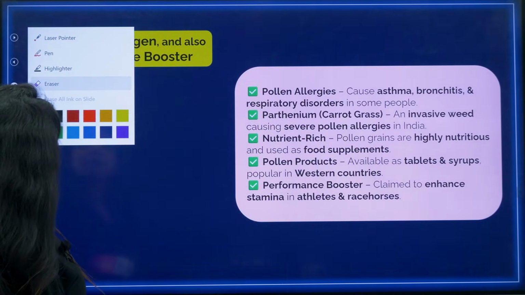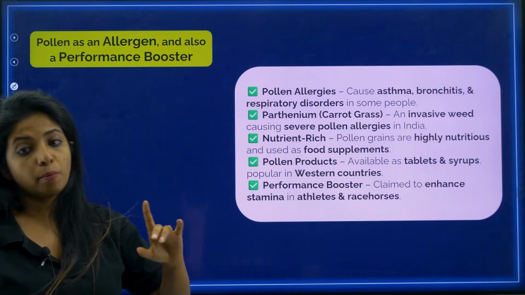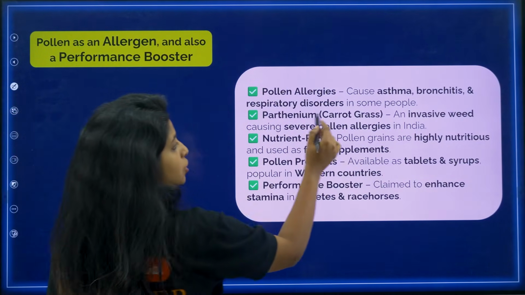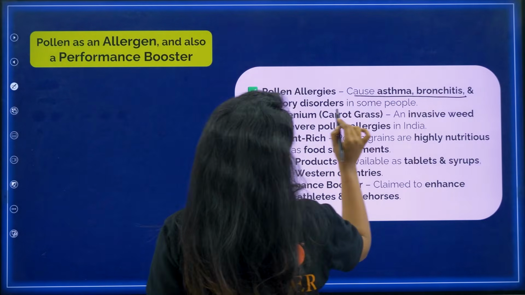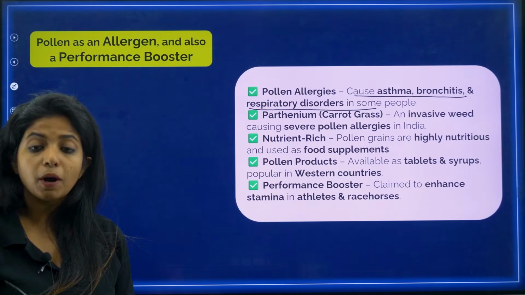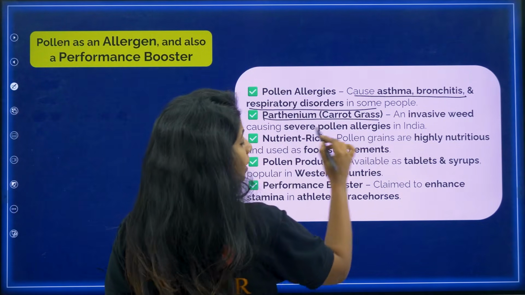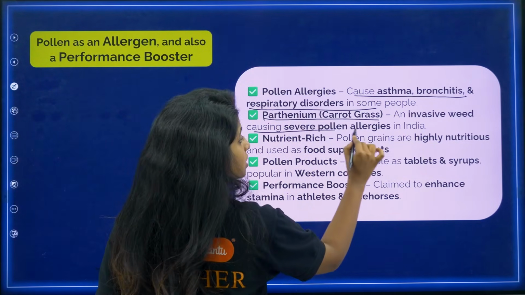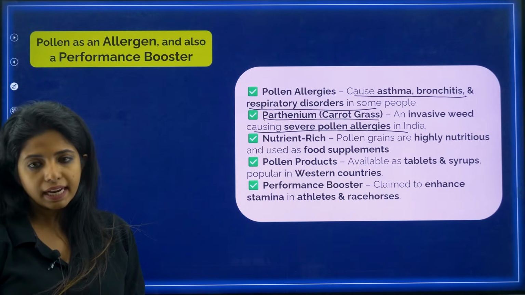Talking about pollen as an allergen and also a performance booster. So there is nothing to explain over here. You have to understand this. Pollen allergies, obviously, are there. It causes asthma, bronchitis, respiratory disorders in some people. If we talk about allergies, you know Parthenium. Parthenium is carrot grass and it was an invasive weed causing severe pollen allergies in India.